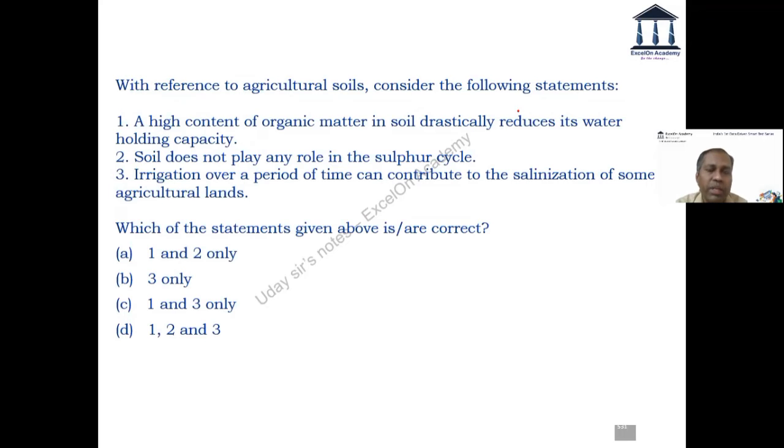Question number 12. With reference to agriculture soil, consider the following statements. A high content of organic matter in soil drastically reduces its water holding capacity. Organic matter means decaying plant and animal matter. Okay, drastically, so they are trying to use an extreme statement. So I'm just cautious. I'm not making any decisions now. They're saying drastically reduces means just a drop, so I will keep this statement under observation.